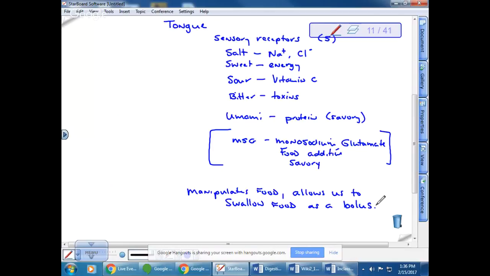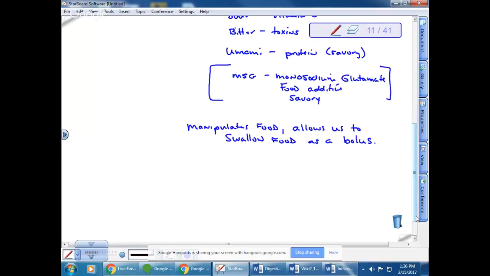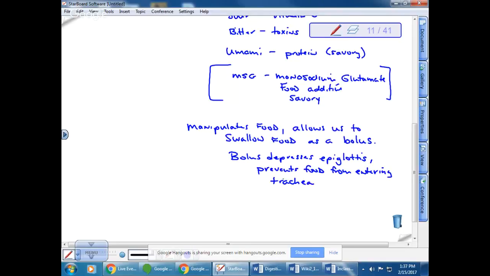Does anybody know why it's important to swallow food as a ball of food rather than just little pieces? Yes, it helps what? Pushes down on what? Keeps it from going into your trachea? Yes. So the bolus depresses the epiglottis. And the epiglottis is a little flap that keeps the food from going into the trachea. So it prevents food from going into the trachea. So it gets funneled to the esophagus, which is behind your trachea. So if you inhale food, sometimes it goes in the wrong pipe, right, and you end up coughing.